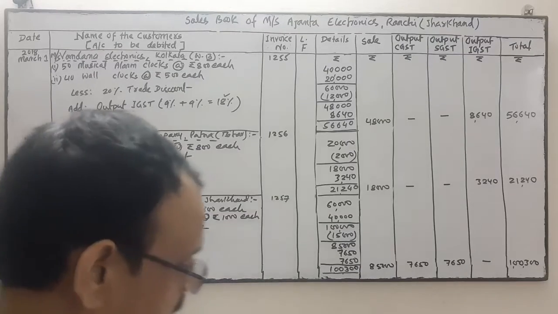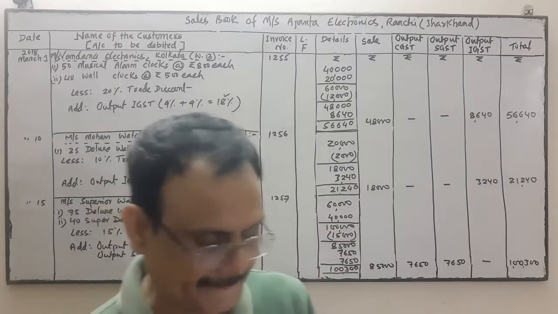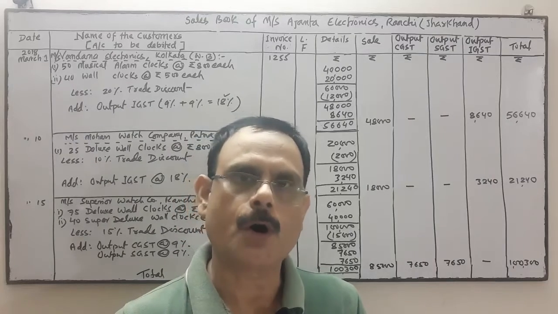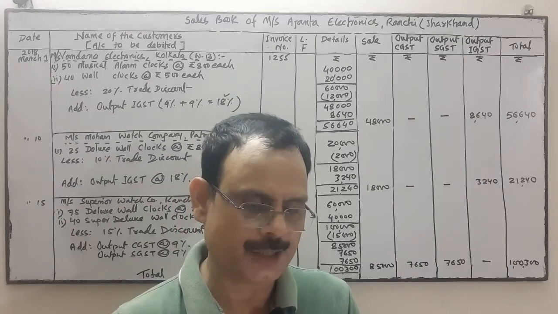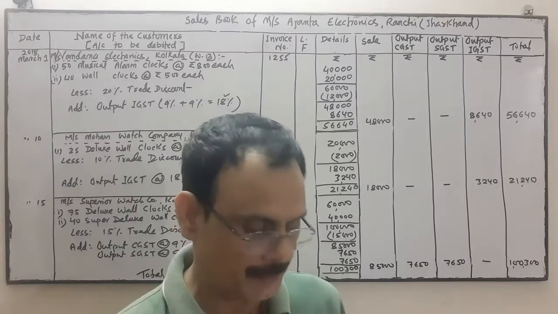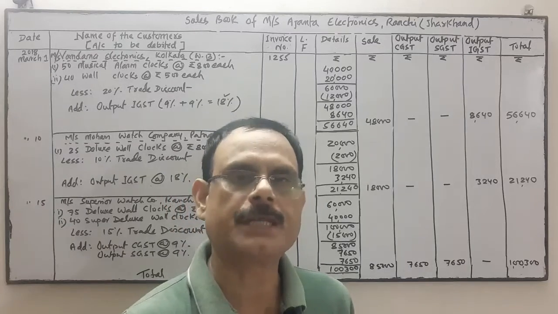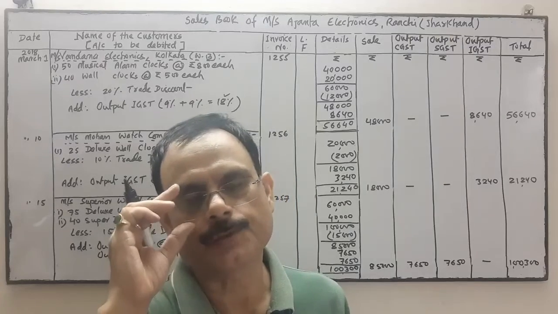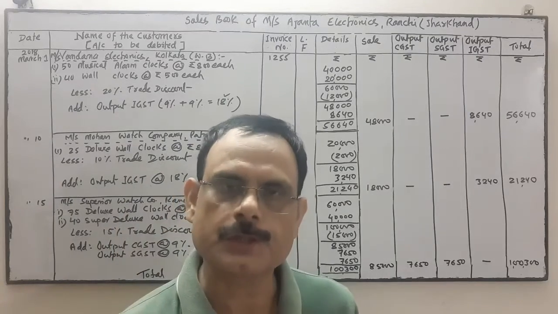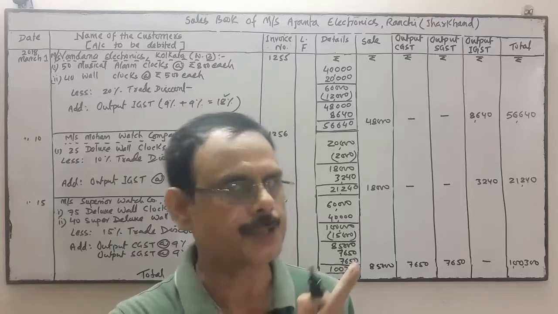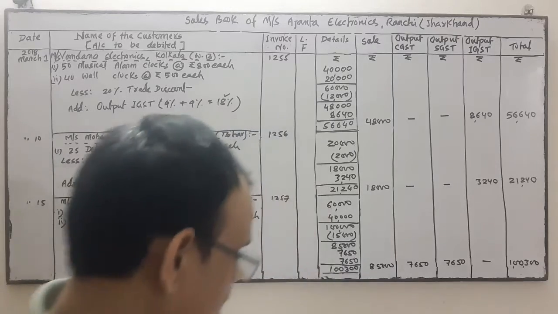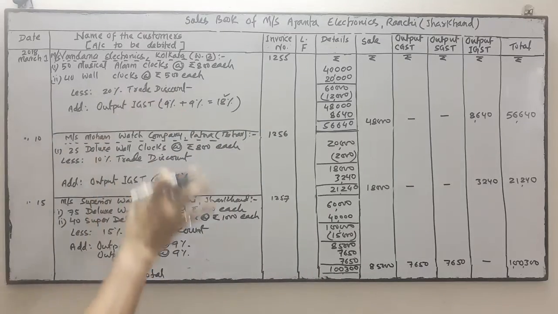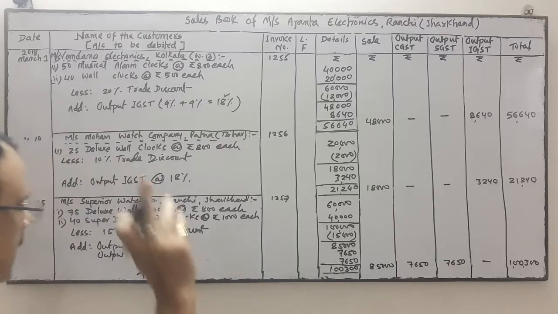The last transaction is on March 20. Sold to Modern Electronics Ranchi, void cash memo number this. It means a cash memo is given, it means it's a cash sale. And when it is a cash sale, this will not be recorded in the sales book. This will be recorded in the cash book.